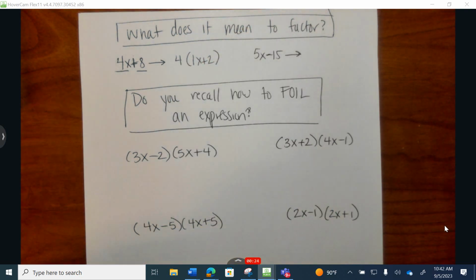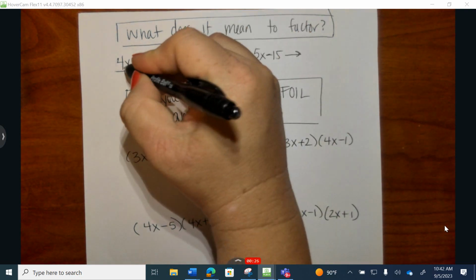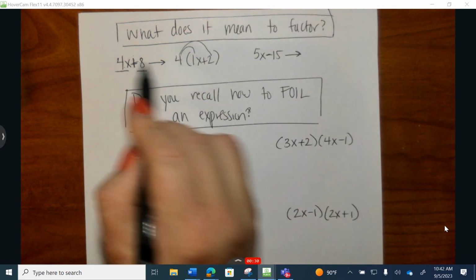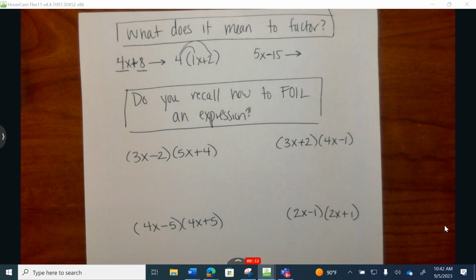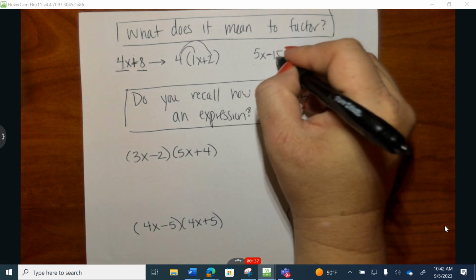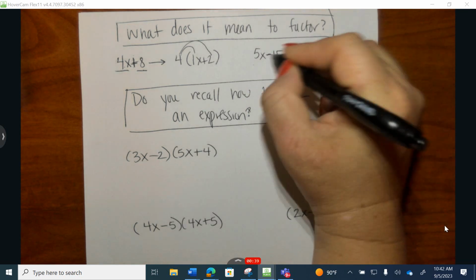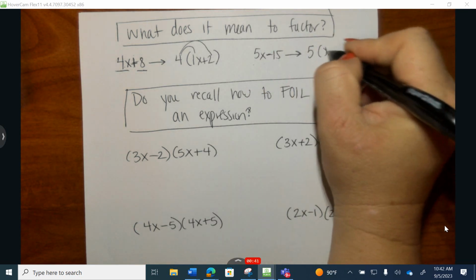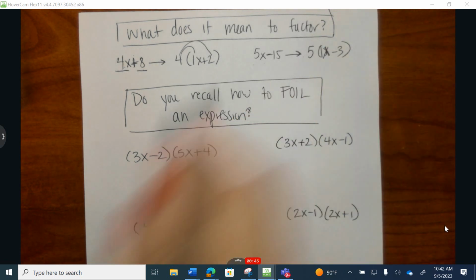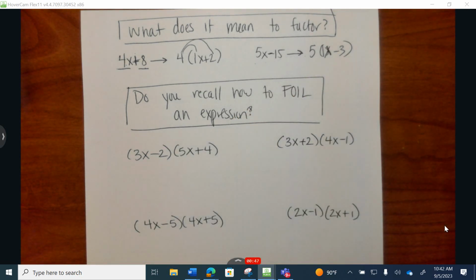Now, you can check to see if you did that right by going 4 times 1 is 4 with an x. 4 times 2 is 8, and there's a plus sign. Okay, I factored out a 4 correctly. Here I have 5x minus 15. I can factor out a 5. 5 times 1 is 5 with an x, there's a 1 and x, and 5 times negative 3 is negative 15. Factoring is just another way to rewrite things. Factoring allows us to condense things.